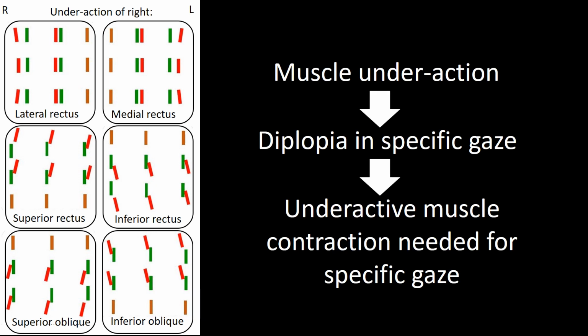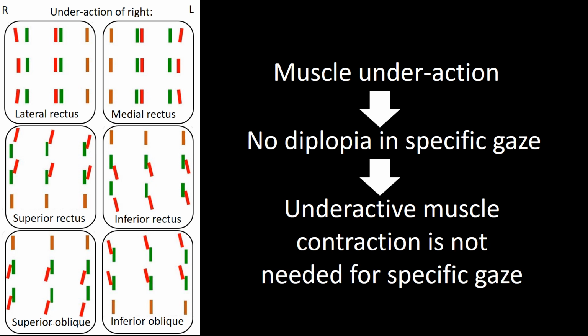As you can see, this composite bar diplopia chart includes 6 individual bar diplopia charts depicting the effects of underactions of the right eye extraocular muscles: the lateral rectus, medial rectus, superior rectus, inferior rectus, superior oblique, and inferior oblique. It stands to reason that if a muscle underaction produces diplopia in a specific gaze, then the contraction of that underactive muscle is necessary to achieve monovision in that specific gaze.